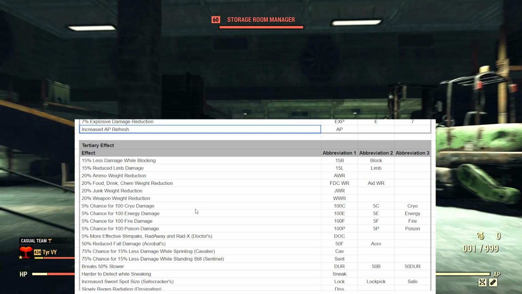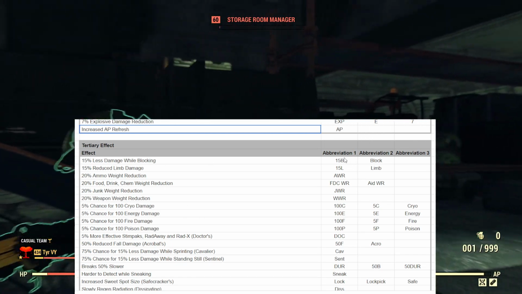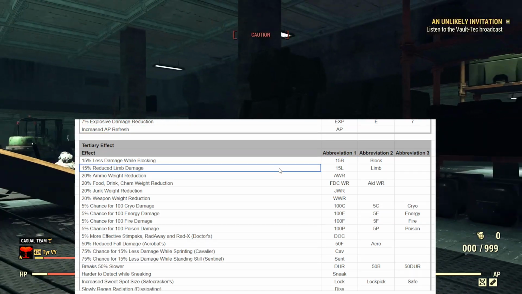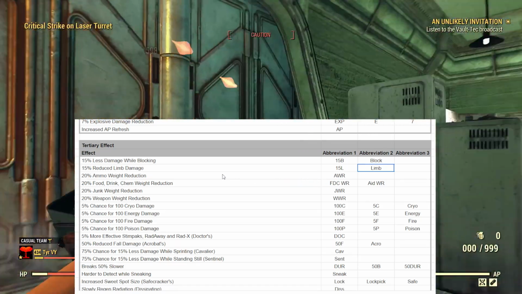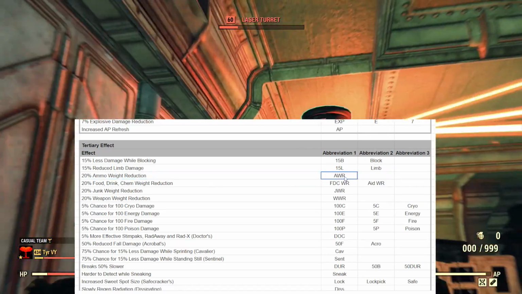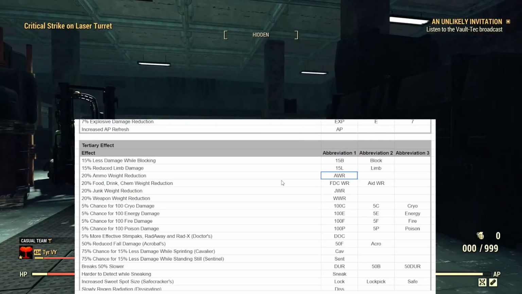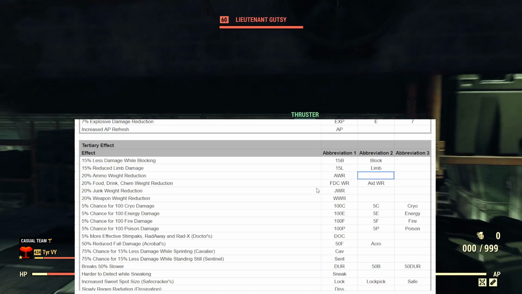Now onto the third star effects, we have 15% less damage while blocking, same as for the weapon, that's 15B. Reduced limb damage, same as for the weapon version, that's 15L or limb. 20% ammo weight reduction, this is always written as AWR, or you can be cheeky and do 20 AWR as well. People will know what you mean.